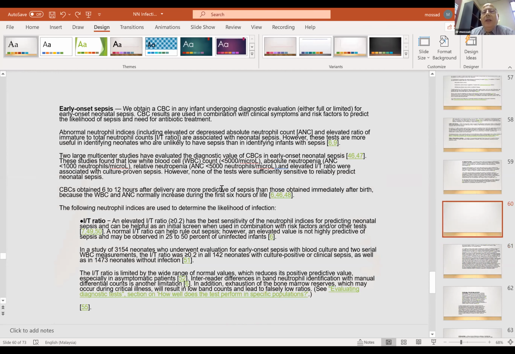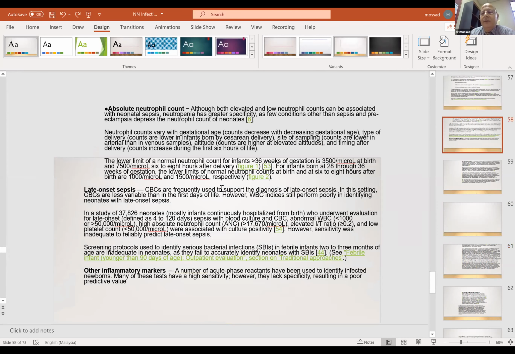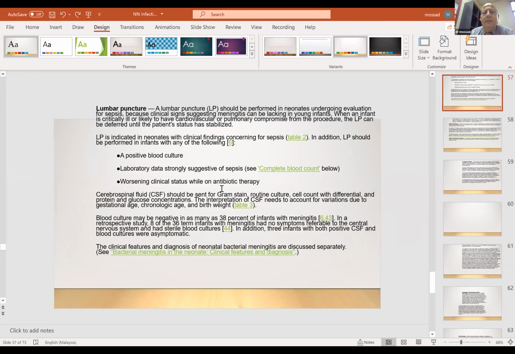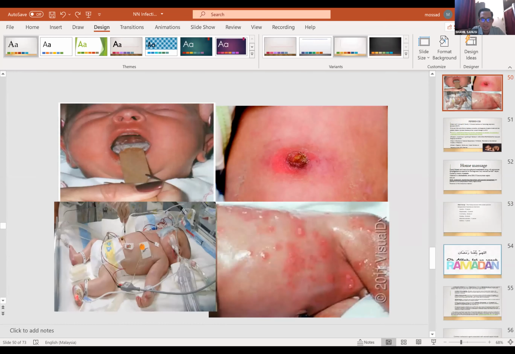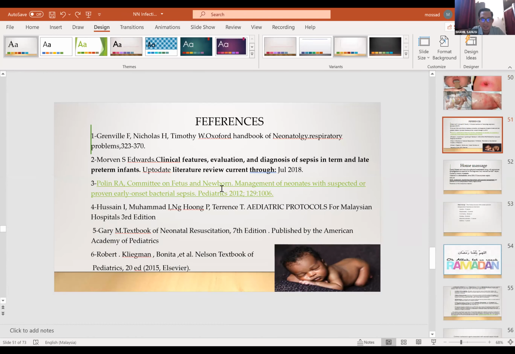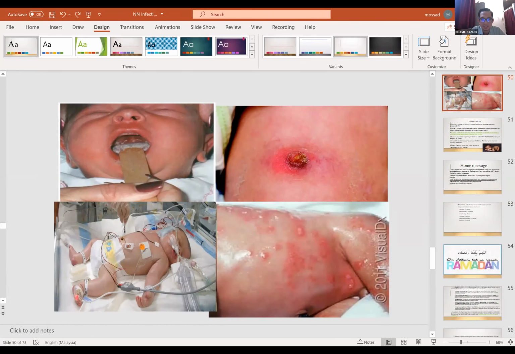Okay, any other question? Dr. Mossad, I have a question. For the thrombocytopenia in neonatal sepsis, at which level of the platelet count do we start to intervene, and what kind of management do we usually give for the thrombocytopenia?